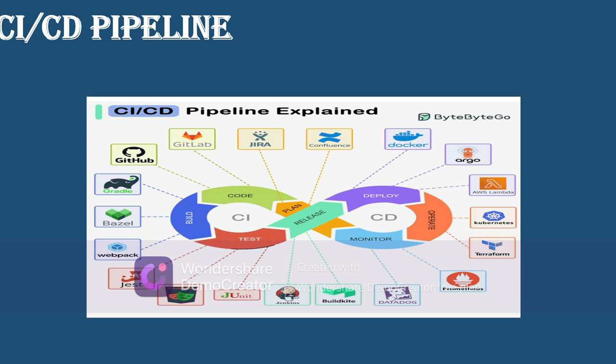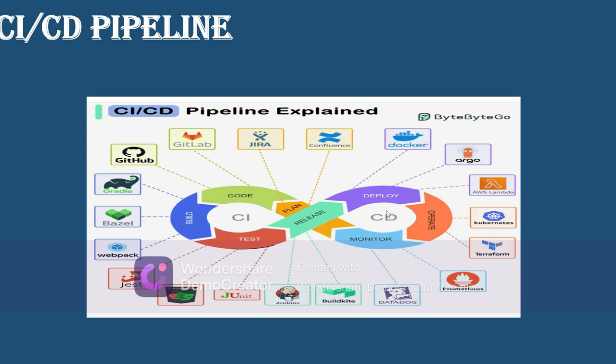In the previous diagram, you saw that instead of CI there was Dev. Dev indicates the development team. In this diagram, you see there is CI in its place. What does CI mean? Continuous integration. Continuous integration will be done by the development team.